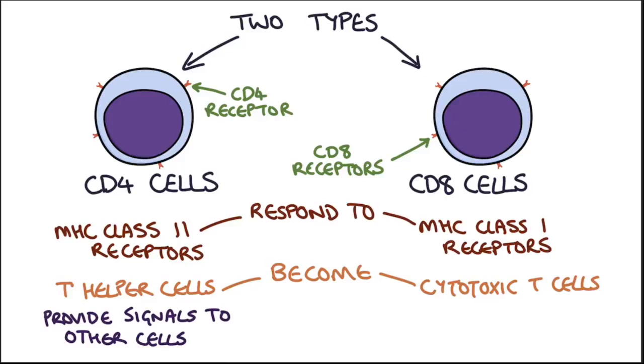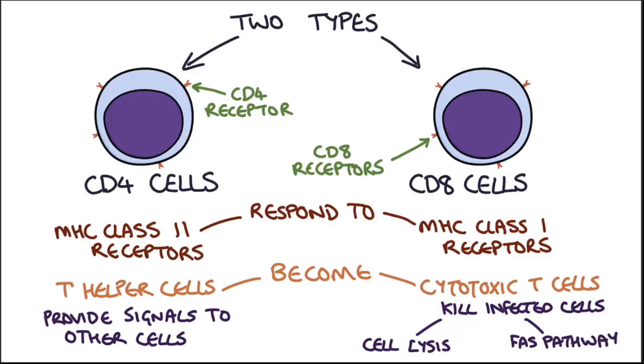So cytotoxic T cells can destroy virally infected or otherwise infected cells in two ways. The first way is to attach themselves to the cell and spray it with proteins that are destructive to that cell's membrane and therefore destroy the cell by cell lysis. Or they can activate the FAS pathway, and this pathway is like a self-destructive process, and it causes the cell to destroy itself by apoptosis.